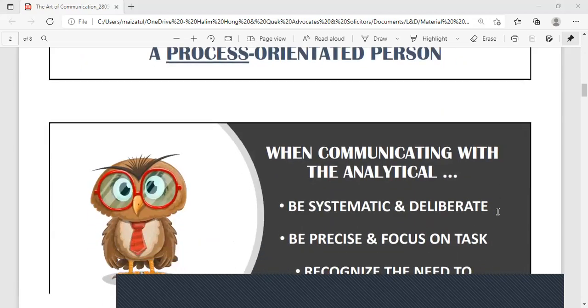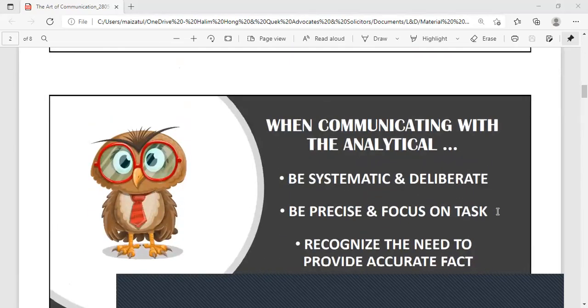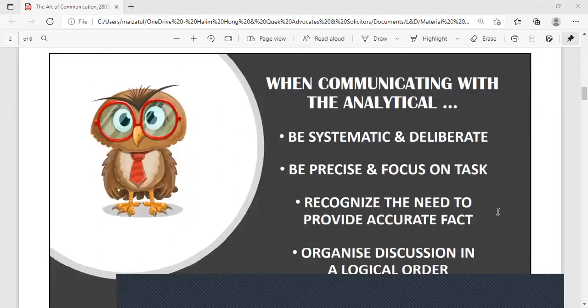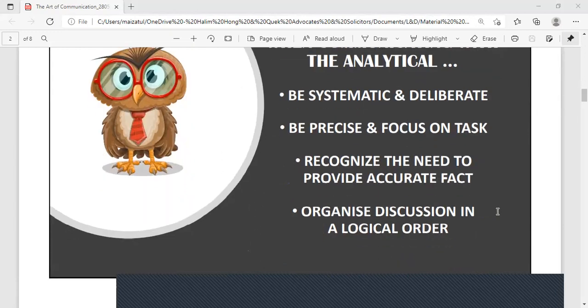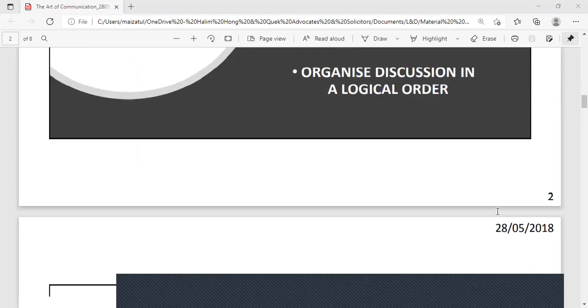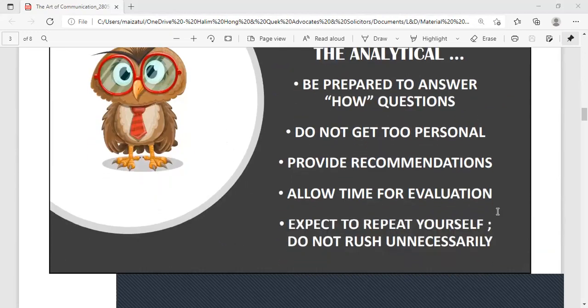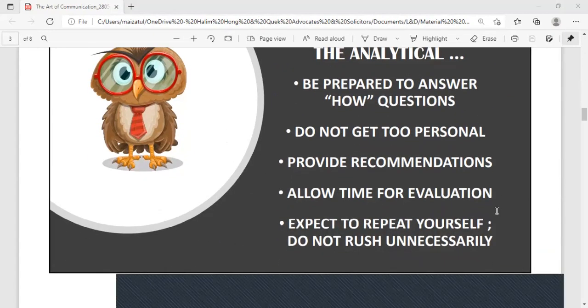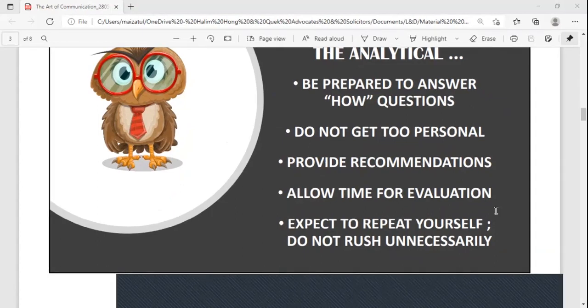Okay, so when you're communicating with an analytical person, how do you need to be? You need to be systematic, deliberate, precise, focus on tasks, recognize the need to provide accurate facts, organize discussion in logical order, be prepared to answer how questions, do not get too personal, provide recommendations, allow time for evaluation, and expect to repeat yourself.